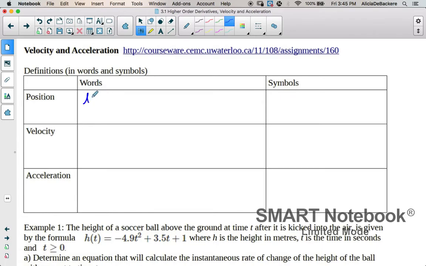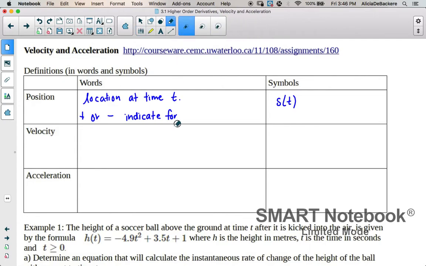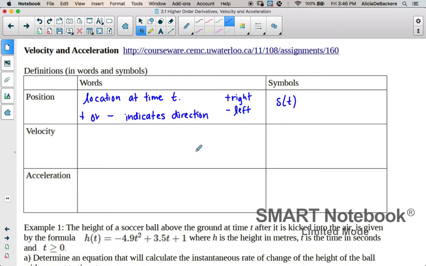So position is just your location at some time t. In symbols, we say s at t for position. Now, when I get a position that's positive or negative, it does have a meaning for me. So I do need to think about that. Positive or negative is going to indicate direction for me. Most of the time when we use a position function, positive means right and negative means left. But sometimes it'll be like positive is up and negative is down.